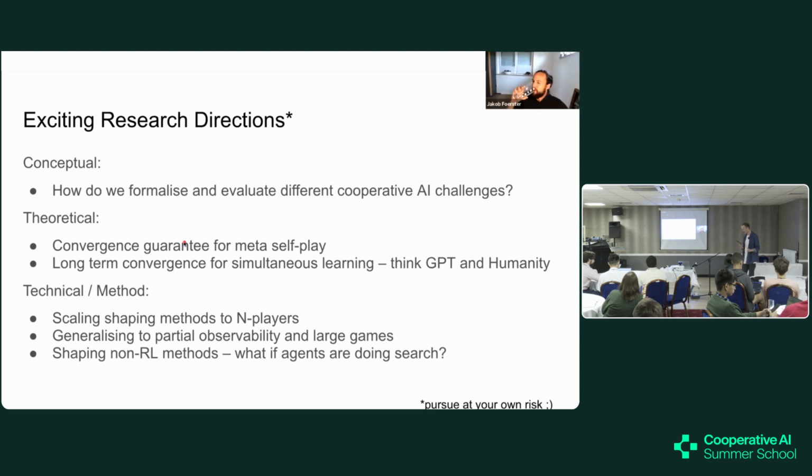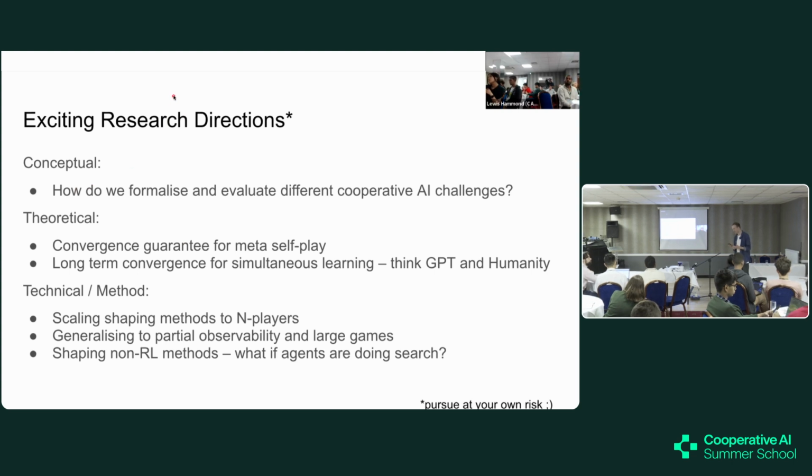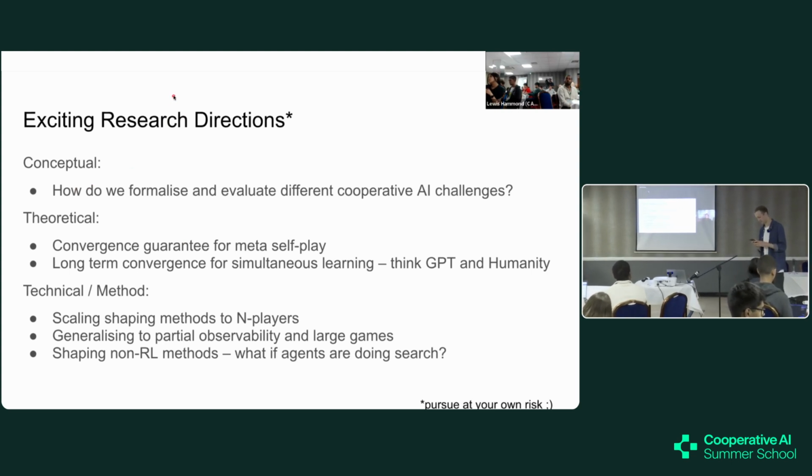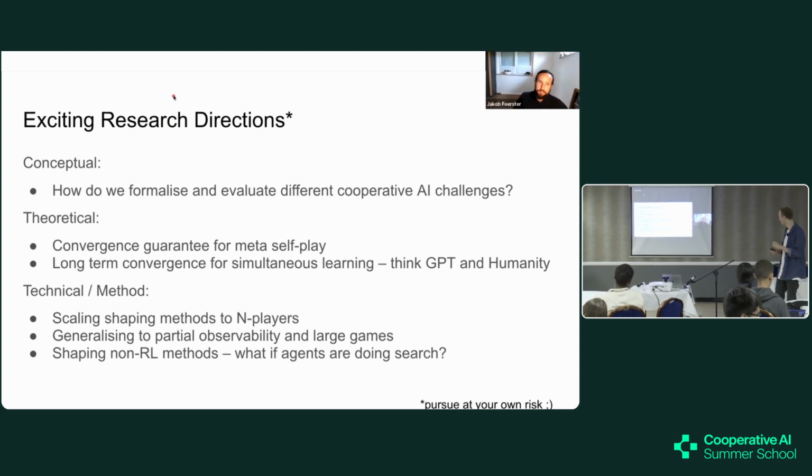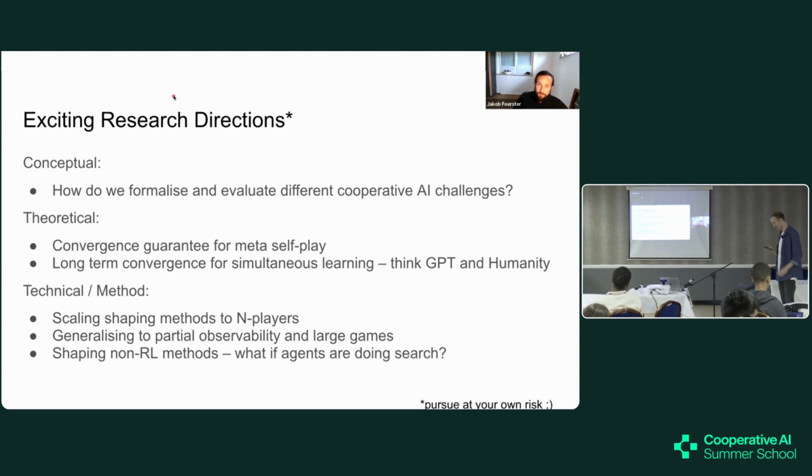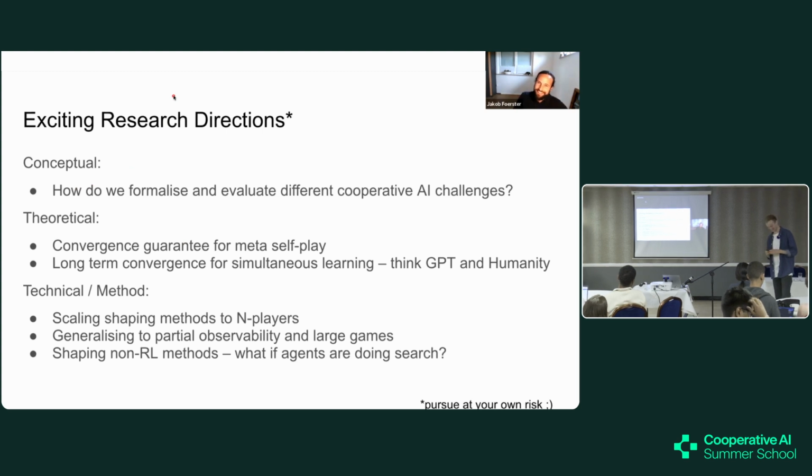So the first one, at the top of the list, is: communication with common grounding is now possible and cheap courtesy of language models. How can this be leveraged towards solving coordination or cooperation? This is a great question. I had this as an exciting research direction, but then I figured everyone's talking about language models already, so I won't.